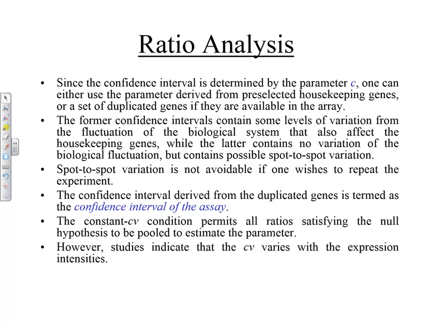Now, spot variation is not avoidable if one wishes to repeat the experiment. Every time you're not going to get exactly the same spot, and things will change. The confidence interval derived from the duplicated genes is termed the confidence interval of the assay. We have made an assumption that all the spots on the assay have the same coefficient of variation, which means the same ratio of the standard deviation to the mean. The paper gives some biological justification for that. So the constant CV condition permits all ratios satisfying the null hypothesis to be pooled to estimate the parameter.